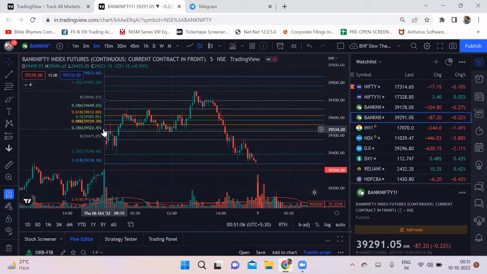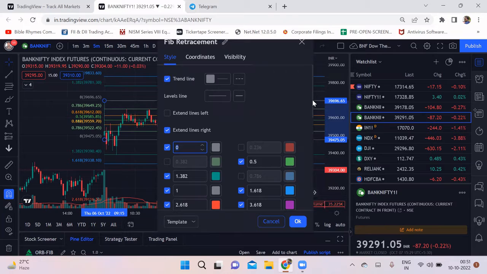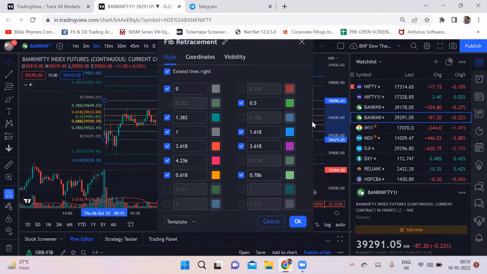So I've done a slight change in the Fibonacci levels, so everything remains the same. The only thing is some overlapping levels I have removed. So take the screenshot of this and you can follow this. I've just deactivated this 0.382 and 0.236, and the rest of the things we keep the same.